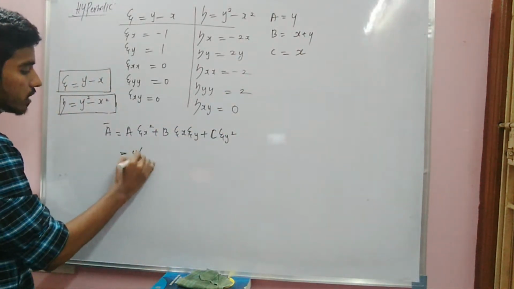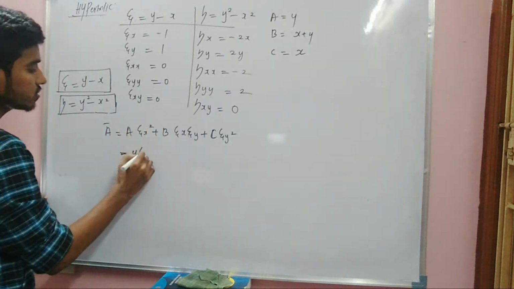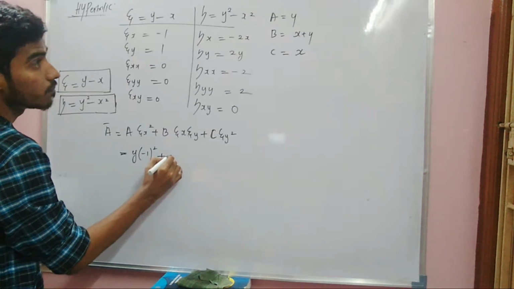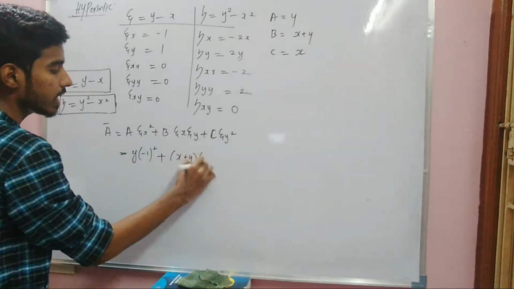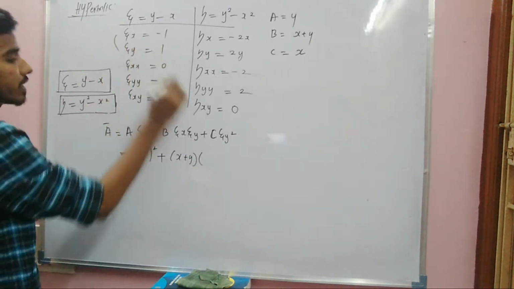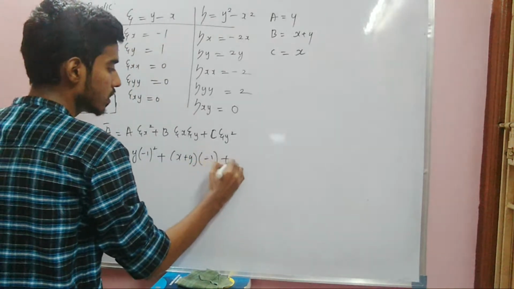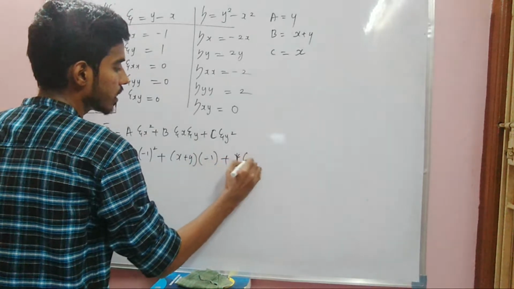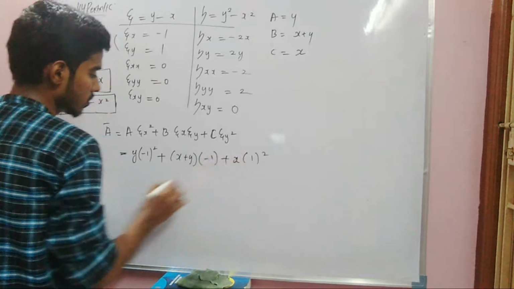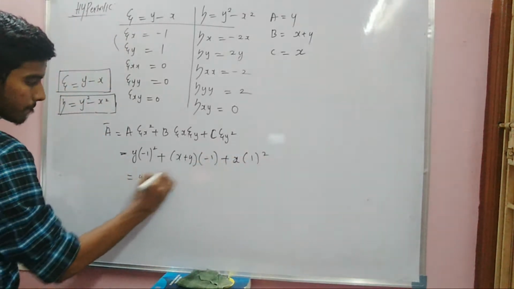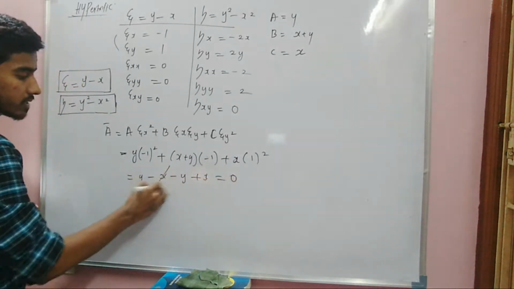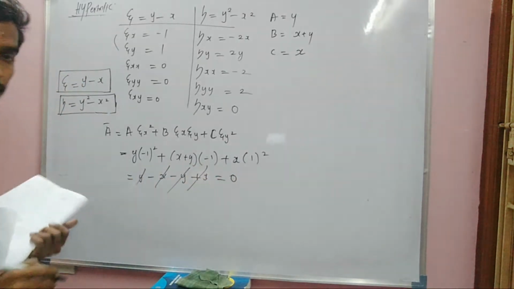A is y theta x square. So theta x is minus 1, so minus 1 square, plus B. B is x plus y, theta x theta y. So theta x theta y is theta x into theta y, so minus 1 into 1. It is minus 1, plus C. C is x, and theta y is 1, so 1 square. So this will be y minus x minus y plus x. This will be 0, right? Minus x plus x, minus y plus y will get cancelled.